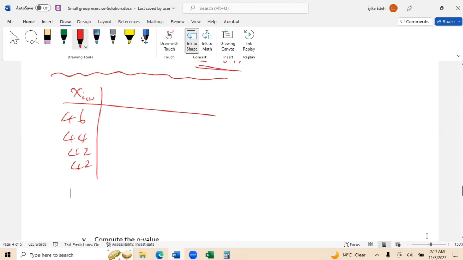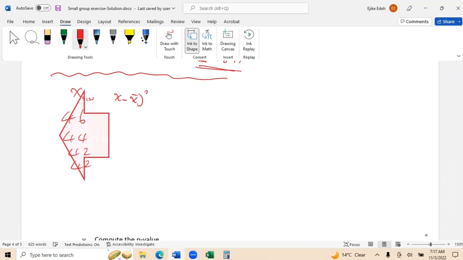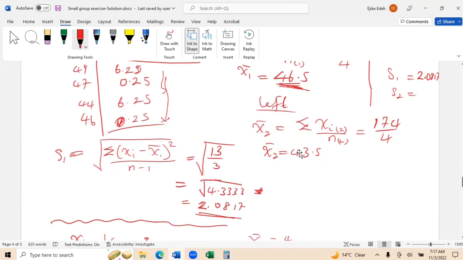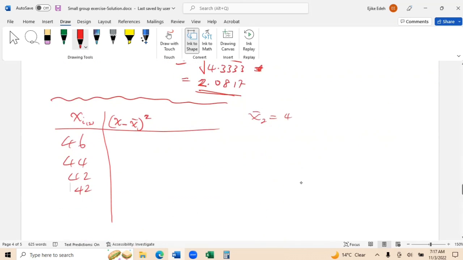All right, so as before, we want to do the data minus the mean, all squared. So we have 42 there, and then we have our lines. We're doing the data minus the mean squared for this group. Remember, the mean for this group is 43.5. So we just have it written down here to be clear.